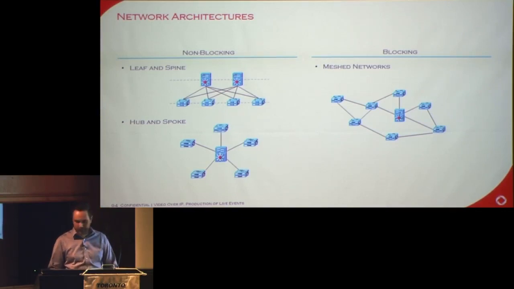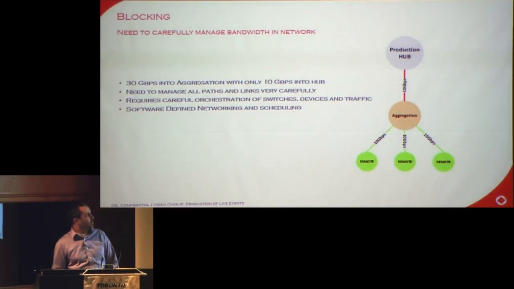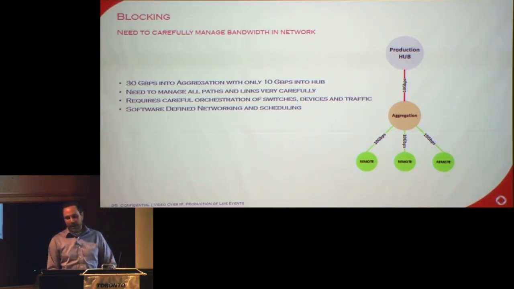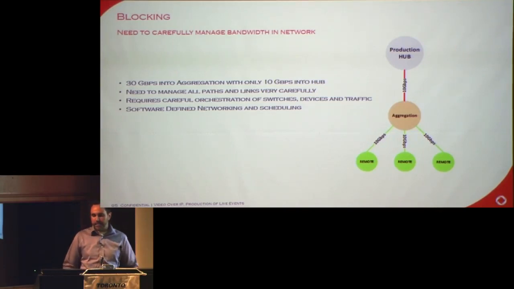through closer links. The problem with meshed is that we're building a blocking architecture. And by blocking, I don't mean switches that block. I'd assume in this level of network, everything's going to be non-blocking. I'm talking about a network design that introduces the blocking. So in this example here, we have 3 remote sites. They're all aggregating into a production hub. Each remote site, 10 gigabits per second, gives us an aggregate of 30.